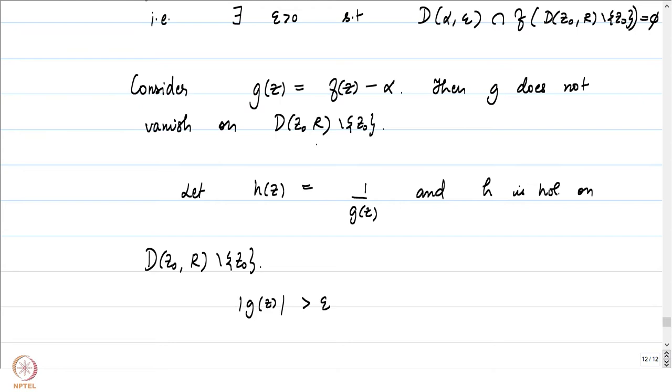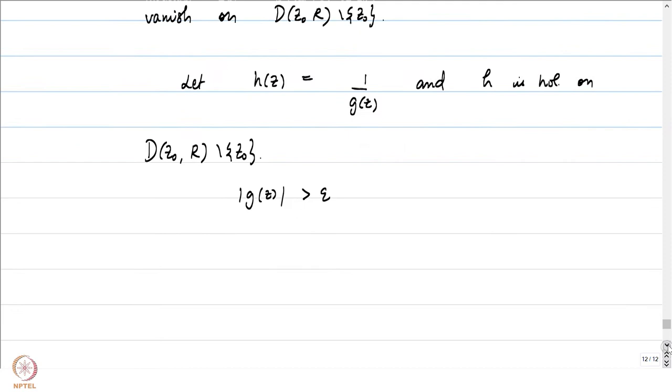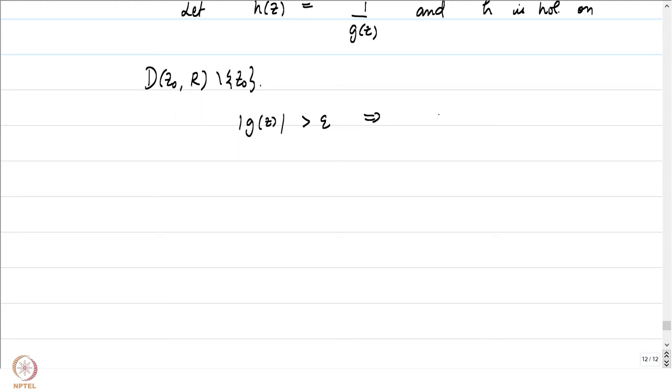And this tells us that the absolute value of 1 by g(z), which is basically the absolute value of h(z), is less than 1 by epsilon on D(z0, R) minus z0. But what does that mean? This means that h is bounded on D(z0, R) minus z0.